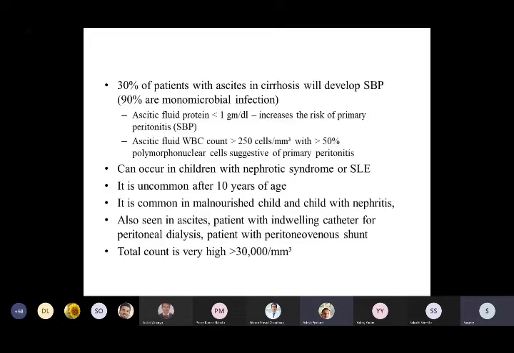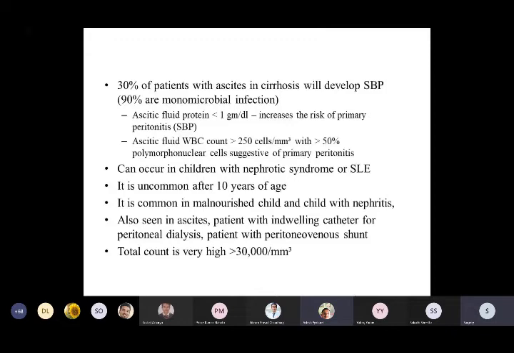30% of the patients with ascites in cirrhosis will develop spontaneous bacterial peritonitis. 90% are monomicrobial infections. If the ascitic fluid protein is less than 1 gram per dL, it increases the risk of primary peritonitis, that is spontaneous bacterial peritonitis. If the ascitic fluid WBC count is more than 250 cells per cubic mm, with more than 50% polymorphonuclear cells, that is suggestive of primary peritonitis.